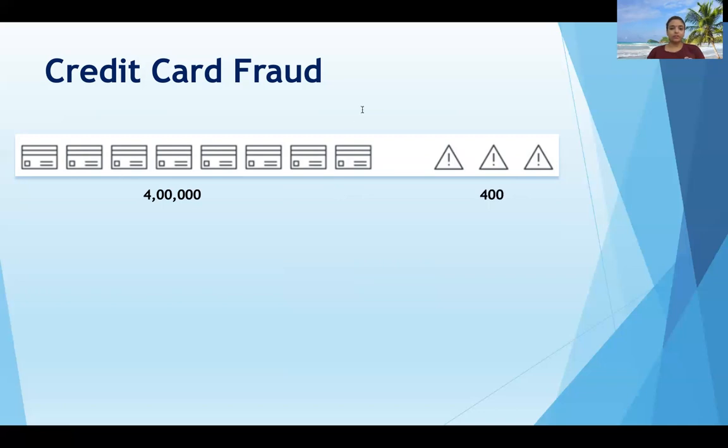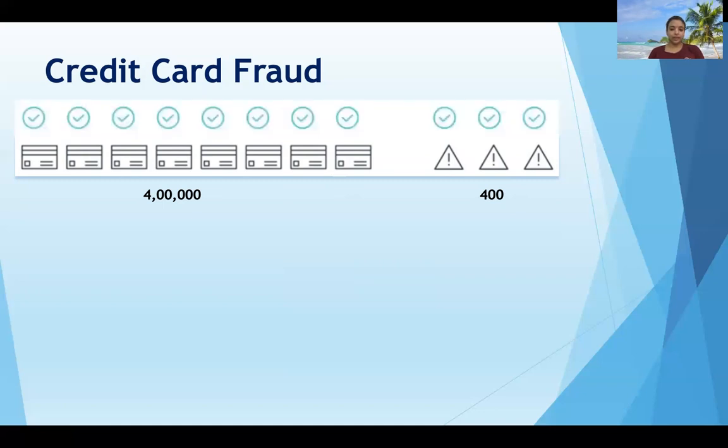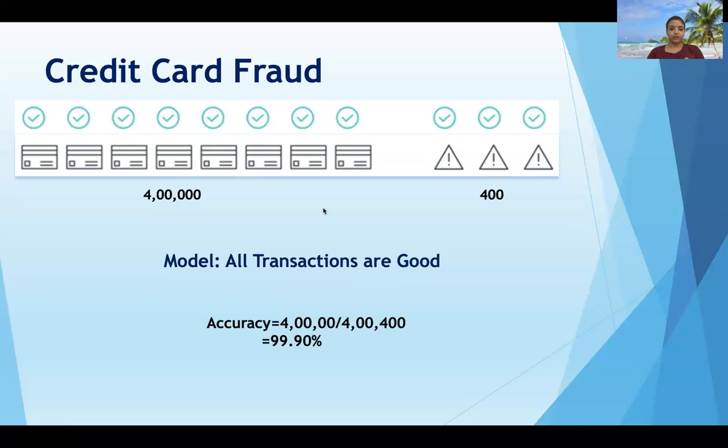Let's try a model that has a great accuracy. Think about a model which gives 99% accuracy. Here is a model which has over 99% accuracy. The model says that all transactions are good. So what is the accuracy of this model? That is, how many times are we correct? We are correct 4 lakh times out of 4 lakh 400 times. So that gives an accuracy of 99.90%.